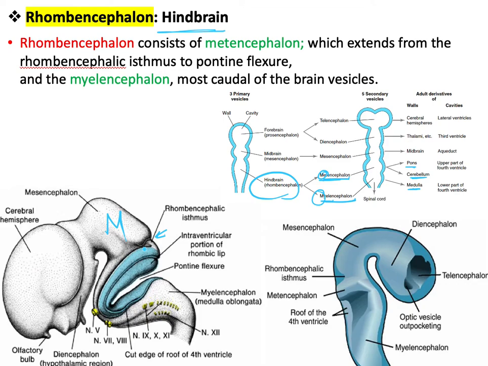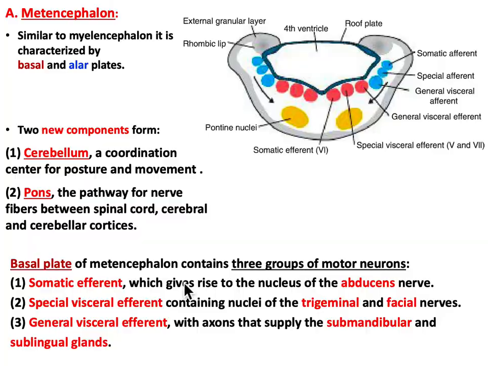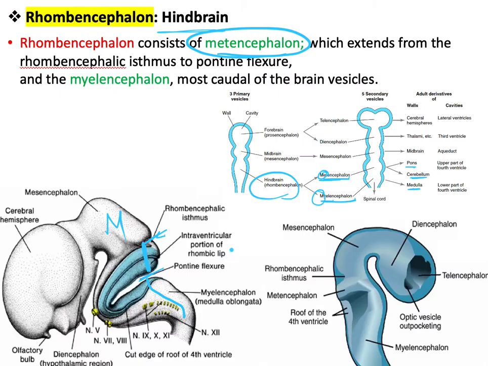The metencephalon starts from the rhomboencephalic isthmus until it reaches the pontine flexure. So this part is the metencephalon. But the myelencephalon is from the pontine flexure until you reach the spinal cord, right? This is the most caudal part of the brain. So now you have an idea that the metencephalon will give the pons and cerebellum, and the cavity there will be the upper part of the fourth ventricle that you see here.